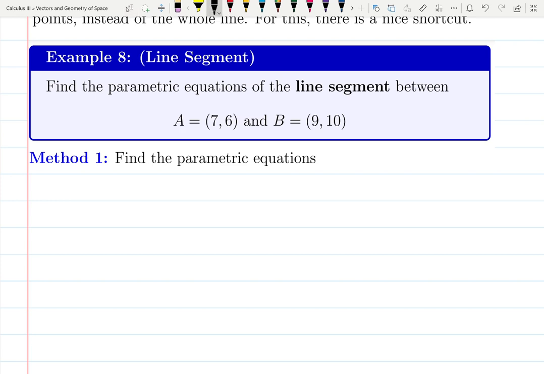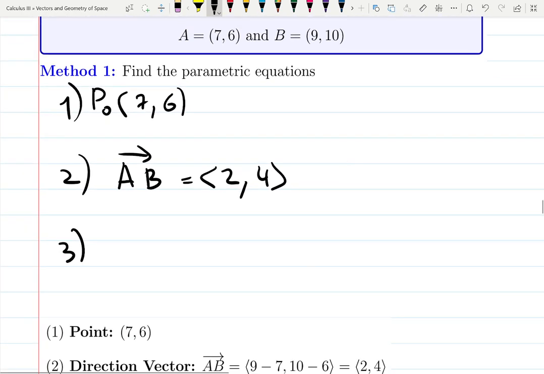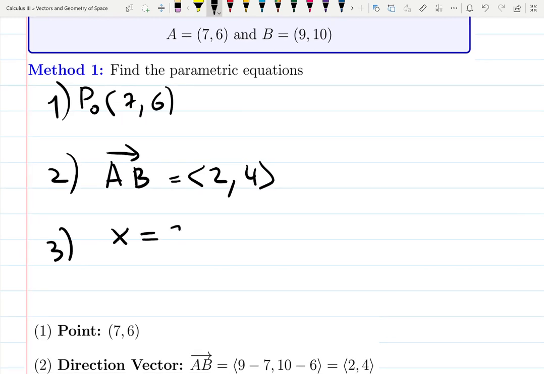So let's see. From A to B, remember what we're doing here. Find the parametric equations. From A to B, let's choose the point 7 and 6, point P sub 0. 2. Let's find the vector that gives me the direction. That is 9 minus 7, that is 2. 10 minus 6, that is 4. Finally, the equations are right here. You know it. X is 7 plus 2t. Y is 6 plus 4t. You're already very good at this.